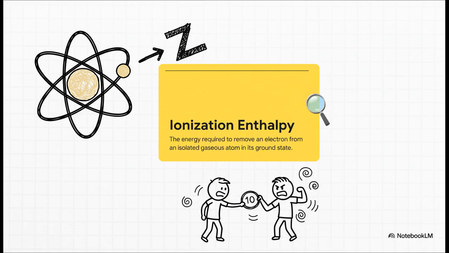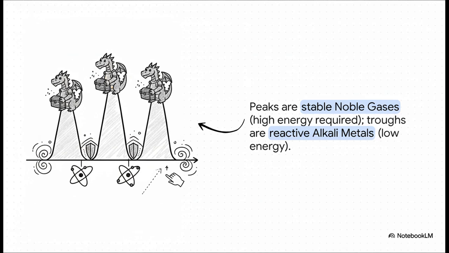Imagine your friend is holding a 10-rupee coin. How much energy would it take to snatch it from them? If your friend is very strong and stable, it's going to take a lot of energy. It's exactly the same for atoms. And this graph tells the story perfectly.